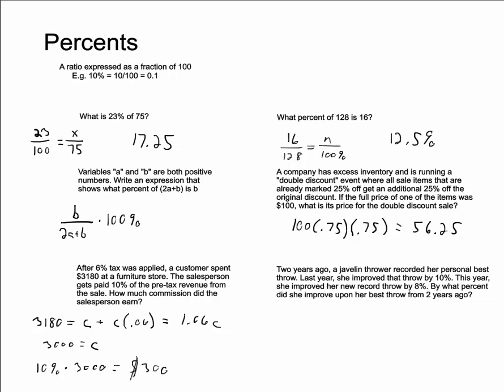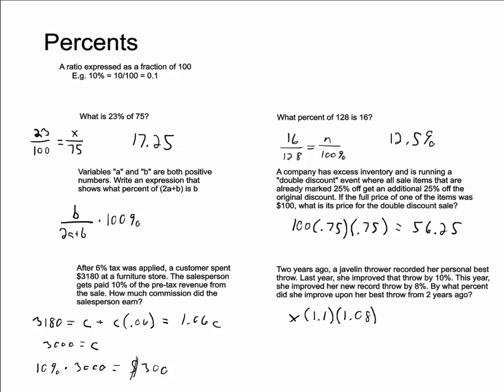2 years ago, a javelin thrower recorded her personal best throw. Last year, she improved that throw by 10%. So 2 years ago, we'll represent her best throw by x, and then last year she improved that throw by 10%. So we're going to multiply by 1.1. This year, she improved her new record throw by 8%. So we have the new record throw represented by x times 1.1, and now we're going to multiply that by 1.08. By what percent did she improve upon her best throw from 2 years ago?